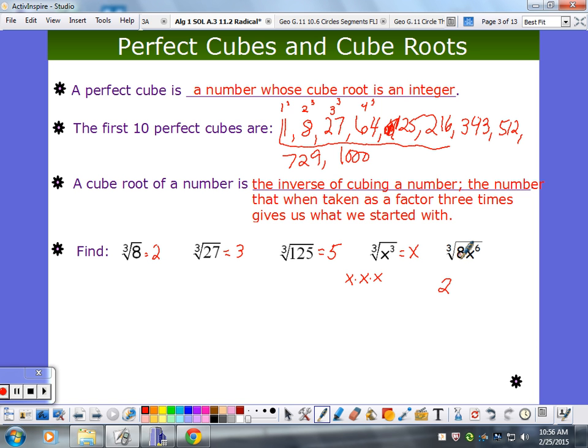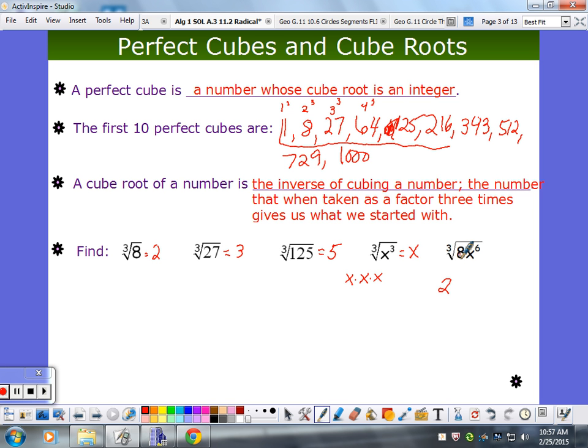Let's think about this cube root of x squared. Somebody just figure that out. Why is it x squared? How'd you get that? Why would I do that?